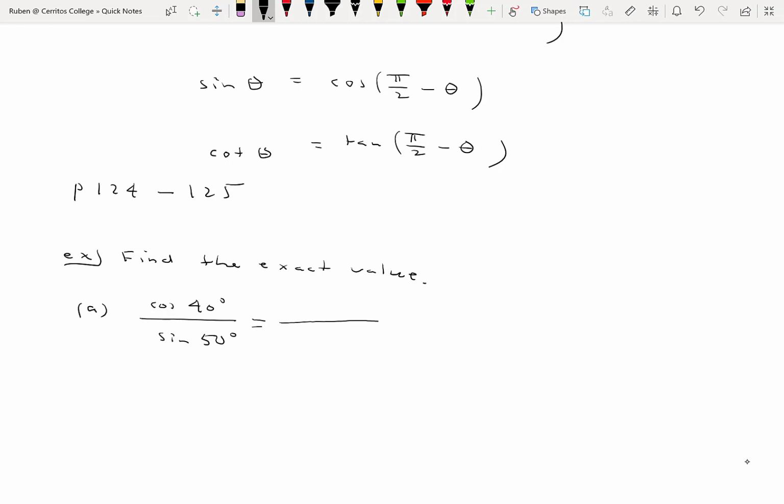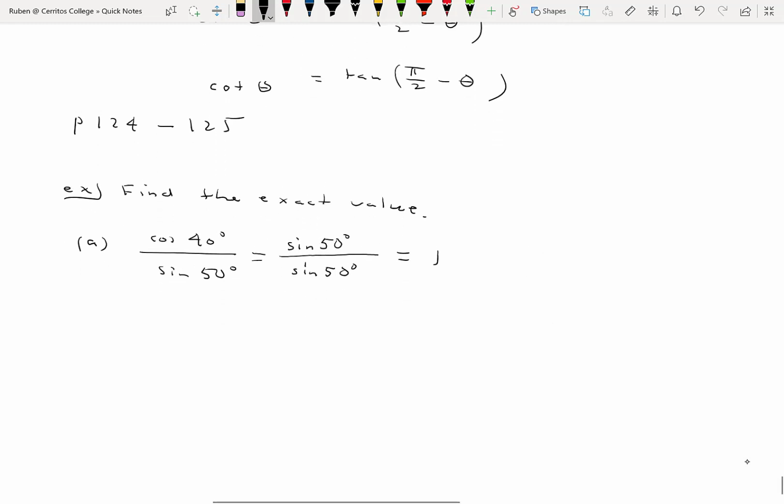So let's use the complementary angle theorem. Cosine and sine are cofunctions. 40 and 90 minus 40, which is 50, are complementary angles. So cosine of 40 equals sine of 50. I'm going to leave the sine of 50 alone in the denominator, and that's 1. Okay. Let's take a look at one last problem. This one's going to be kind of complicated. This is the most complicated one.